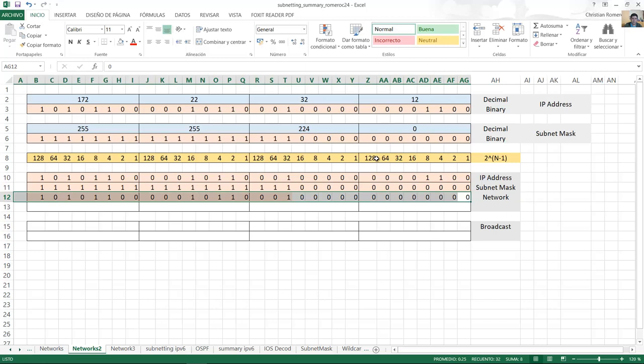And in decimal, this is 172. It has no changes. 22, this is 32, and this is 0 in decimal. So the network address is 172.22.32.0.